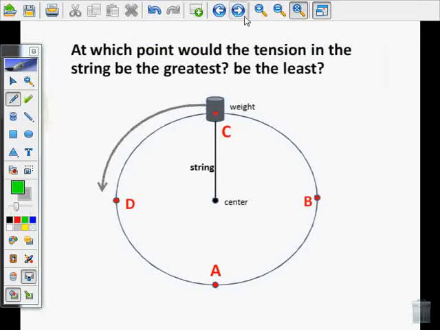So could a circular motion problem turn into a projectile motion problem? Sure. I've seen it.